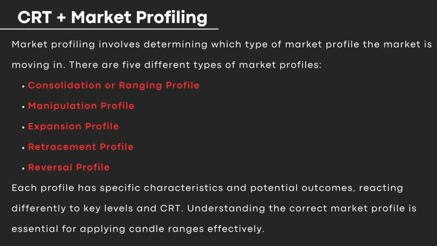Now, first of all, let me discuss market profiles briefly here. What you need to know about market profiling is that it is used to determine which sort of profile the market is moving in, and how we can use each profile to make informed decisions about determining drawn liquidity or building narrative, right? Now, there are different types of market profile. There are 5 different types of market profiles. We've got the consolidation or ranging profile, manipulation profile, expansion profile, retracement profile, and then last but not least, we've got the reversal profile, right? Now, each one of these profiles has specific characteristics and potential outcomes and combinations based on different varying factors and confluences, right?